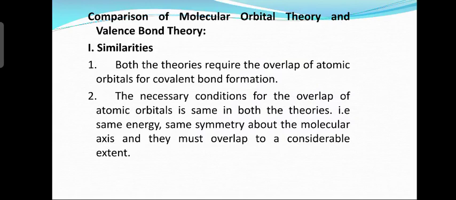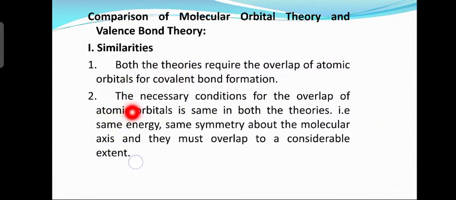Next line: here is a comparison of molecular orbital theory and valence bond theory. Let us now study the similarities. First point: both theories require the overlap of atomic orbitals for covalent bond formation. According to molecular orbital theory as well as valence bond theory, how does bond formation take place? A covalent bond is formed by the overlap of atomic orbitals.